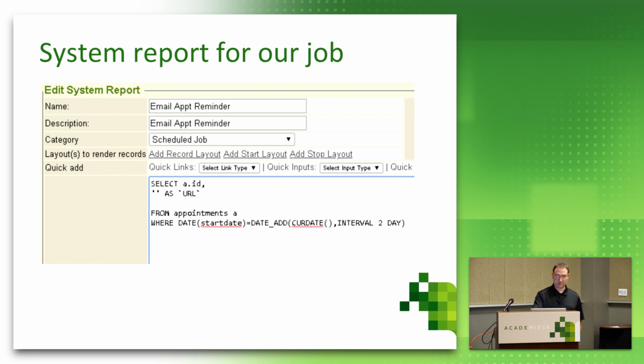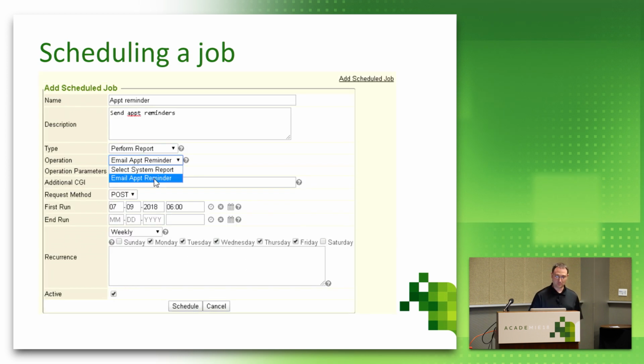I'm going to go ahead and show this is my email appointment reminder system report, and it has a category of scheduled job. So it is one that I intend to use for scheduled jobs. And then coupled with that system setting of only show me ones that I intend to use with scheduled jobs, now I don't have the thousands of system reports that come with the system.